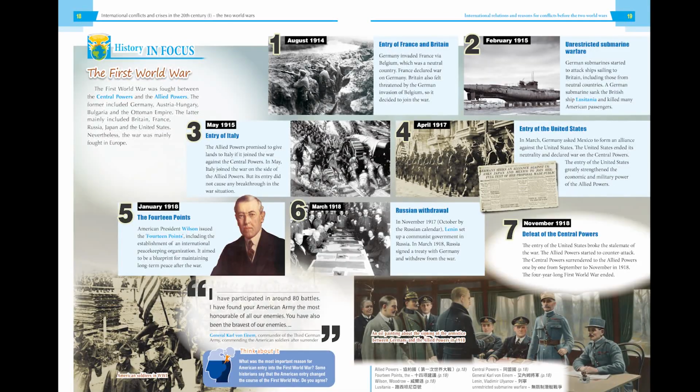History in focus. The First World War. The First World War was fought between the Central Powers and the Allied Powers. The former included Germany, Austria-Hungary, Bulgaria, and the Ottoman Empire. The latter mainly included Britain, France, Russia, Japan, and the United States. Nevertheless, the war was mainly fought in Europe.